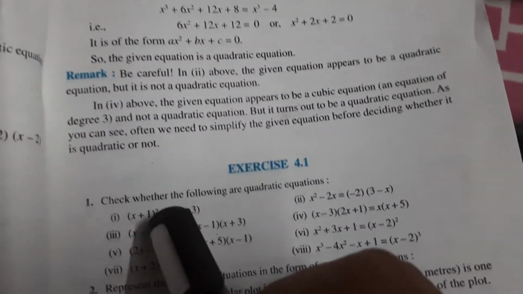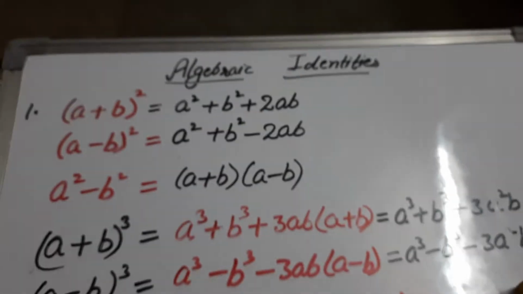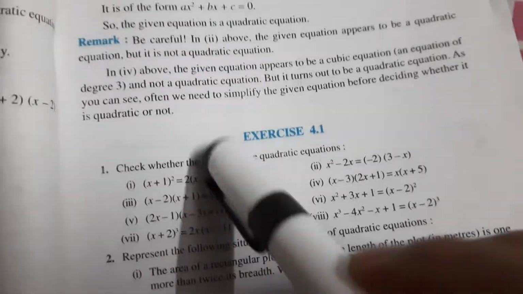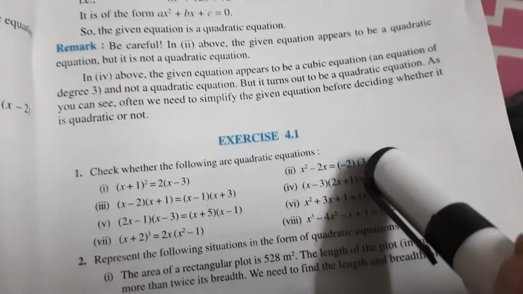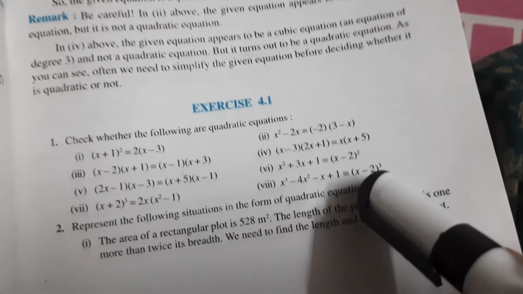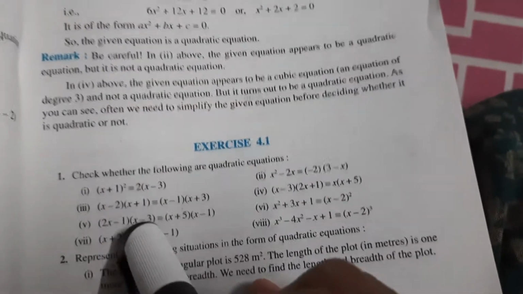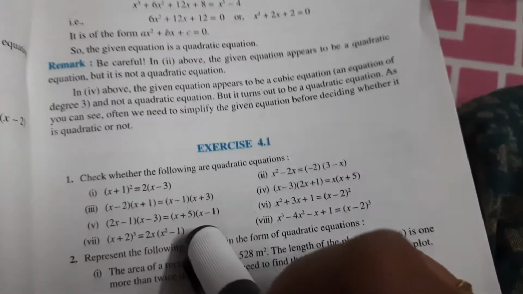So here x plus 1 whole square means we will use a plus b whole square identity. So first of all solve it. So a x square plus 1 square plus 2 into x into 1, and multiply this also, then combine the like terms. Similarly multiply these two. Here whole square negative is there, whole cube is there. So first we will apply the identities, then we will combine the like terms, then we will answer whether it is a quadratic equation or not.